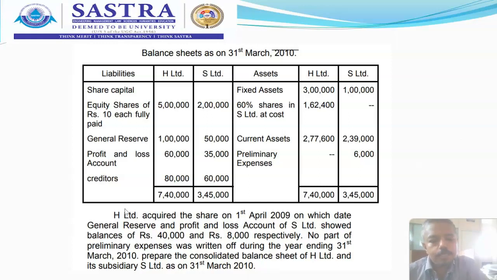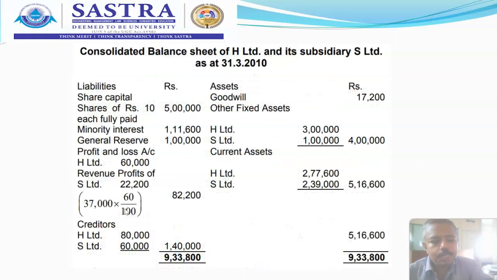Right? So in this case, we can prepare the consolidated balance sheet as I am showing on the screen now. So what is that? Consolidated balance sheet. Can you see? And now let me show you the detailed balance sheet of H Limited and its subsidiary S Limited as on 31st March 2010.